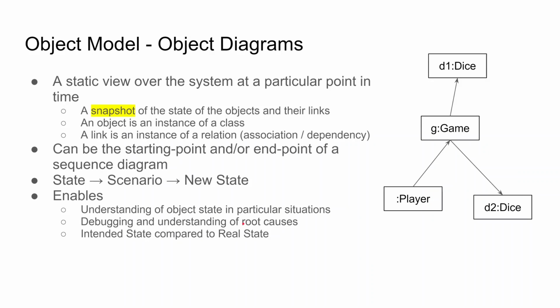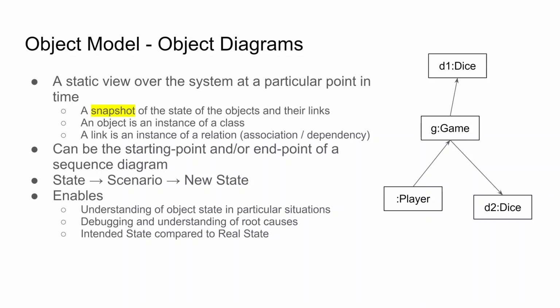Next, we will talk a little bit about yet another object model. And in this case, we have not seen it before, and it's quite an important diagram to know about. And maybe you have even done these types of diagrams before, but intuitively, so to speak. So an object diagram shows a static view over the executing system at a particular point in time. So it shows a snapshot of the state of the objects and their links.